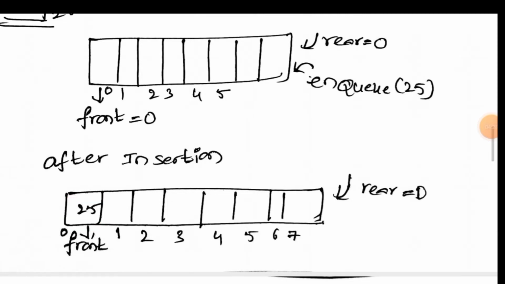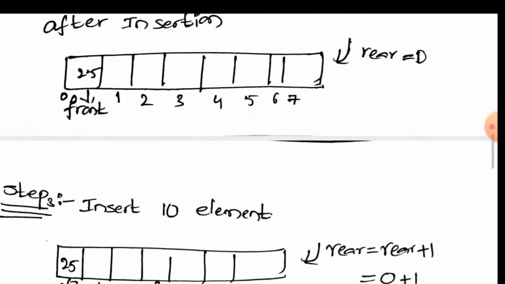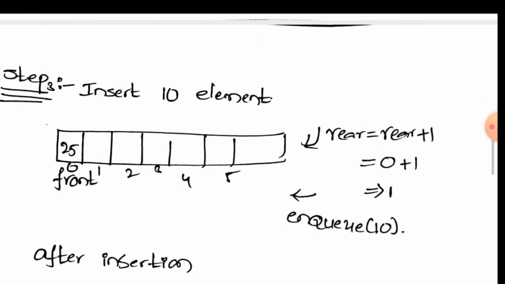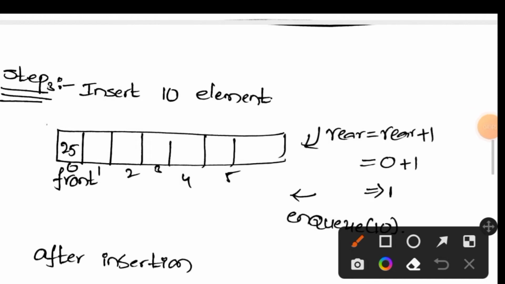Next, we are going to insert the element 10 in the queue. Here we have to draw the queue and increment the value by 1. Whenever we insert an element, the rear position is incremented. Here the rear is 0, so we have to increment the rear position, so that rear equals rear plus 1. Previously the rear value is 0, now we add 1, so now the rear position is equal to 1.